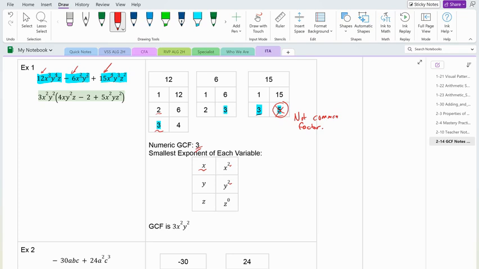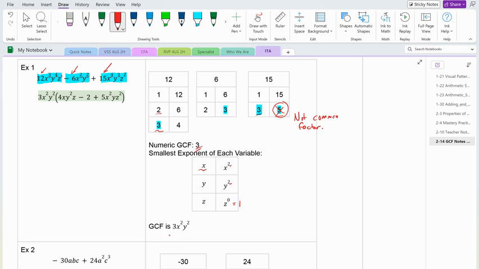Now the z's, I've got a z to the first. If you want to write the 1 in there, you can. But z to the first. And then the second term, there's no z. So we can just kind of stop, because z to the 0 is going to equal 1, right? Any number raised to the 0 power is 1. So there will be no z in the greatest common factor. And those are the only letters we had, x, y, and z.